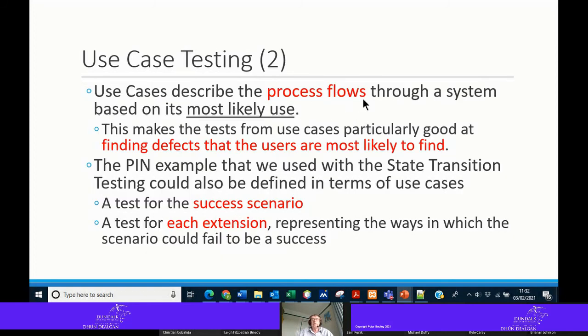Use cases describe the process flows through the system as it will most likely be used. That most likely use is underlined there for a reason, because that's what we think should happen. It makes tests from use cases particularly good at finding defects that the users are most likely to find. Typically, we build all these little blocks together and then we expect the whole thing to work, and we don't necessarily get the user's perspective as to, well, this is what I would normally do.